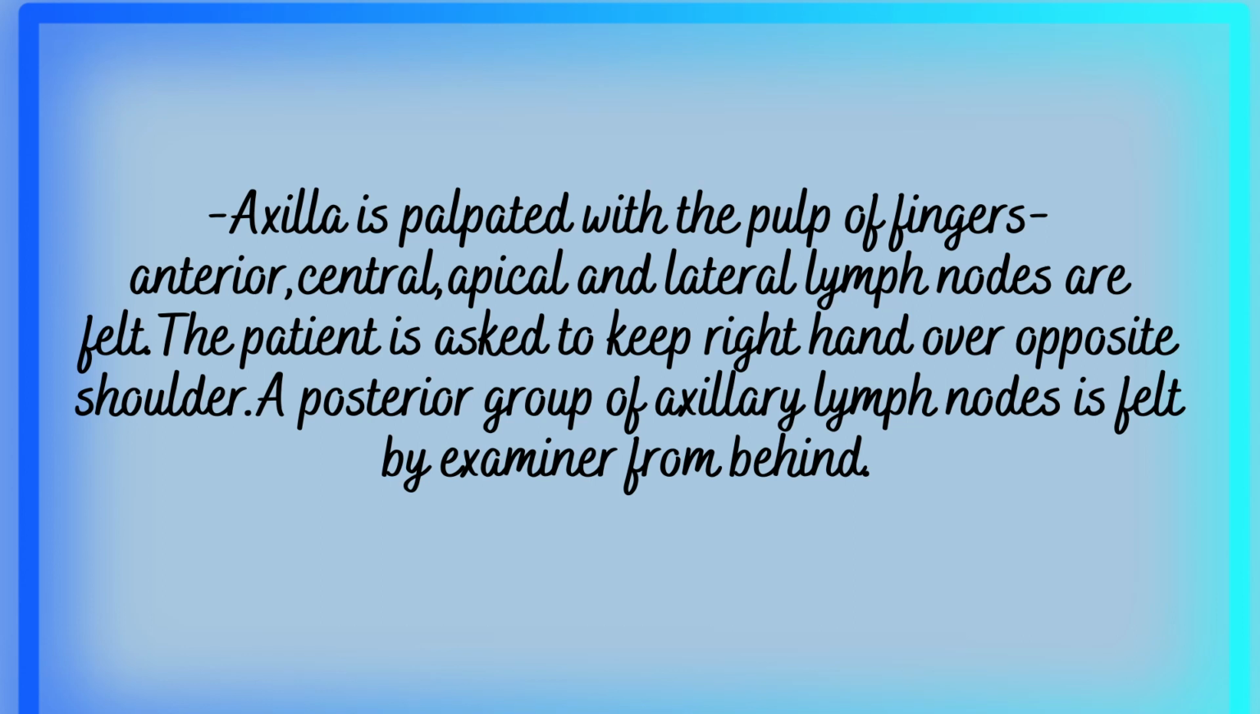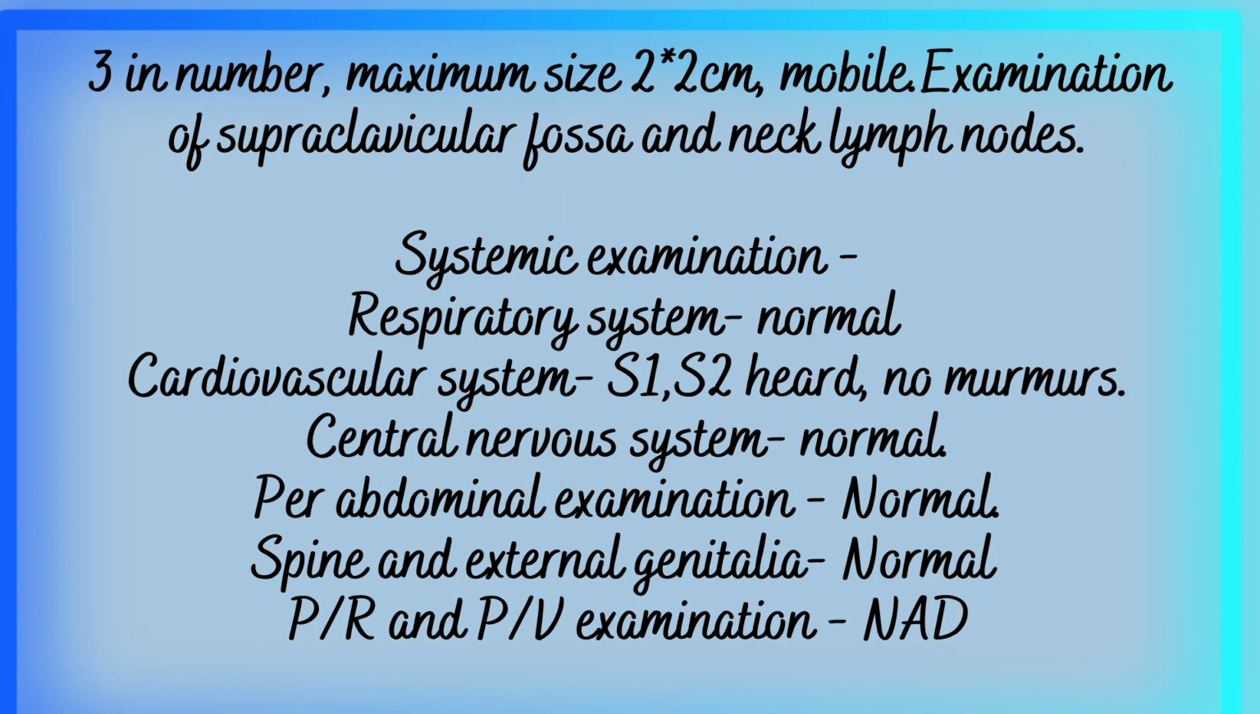It is on the back side, no? That posterior group is slightly on the back side, so you have to check for the posterior axillary lymph nodes. Anterior, central, apical and lateral are all felt from the front, but the posterior group of lymph nodes will be felt from behind. So, done. We'll say there are 3 palpable lymph nodes, and then you will tell the size. They appear to be 2 into 2 centimeters and they are mobile, and then you have already examined the supraclavicular fossa and the neck lymph nodes.